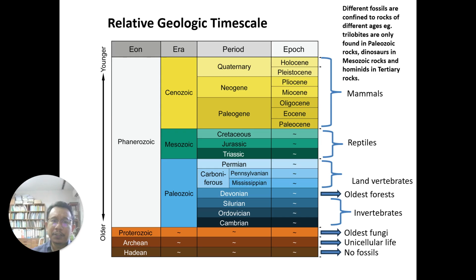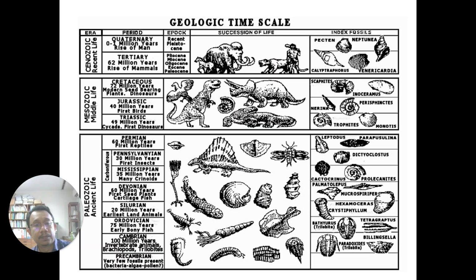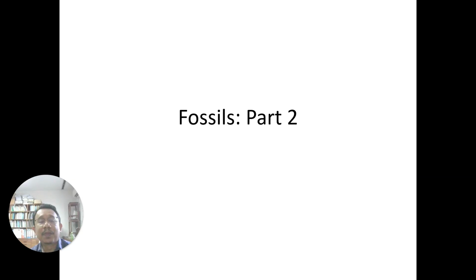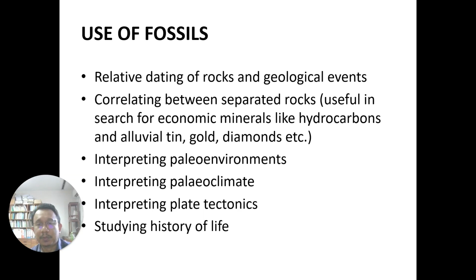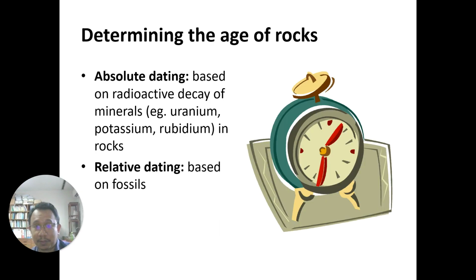So the different fossils are confined to rocks at different ages, and then we construct a relative geologic time scale for the history of the Earth using the fossil assemblages, right? Just a nicer picture with lots of photos here. I forget where I got it. Apologies. So it's very useful for relative dating of rocks and geological events. Useful for correlating between separated rock units also, right? And you can determine the age of rocks relatively. You just know whether it's older or younger.